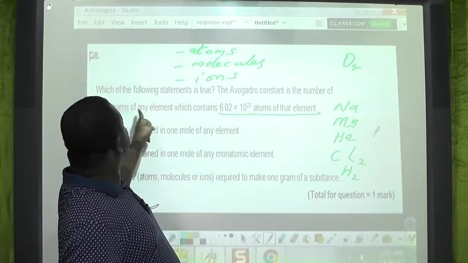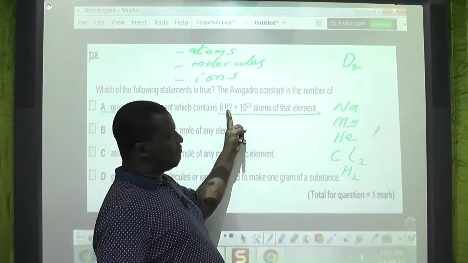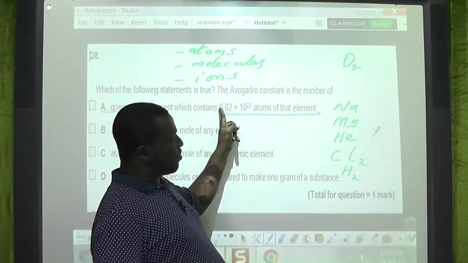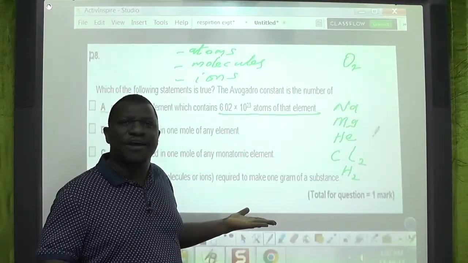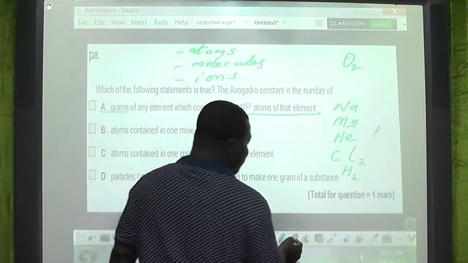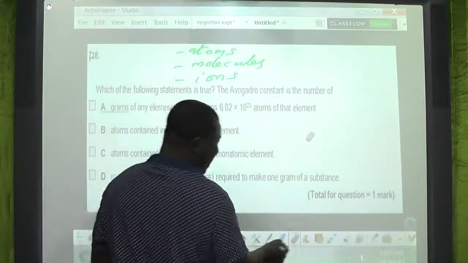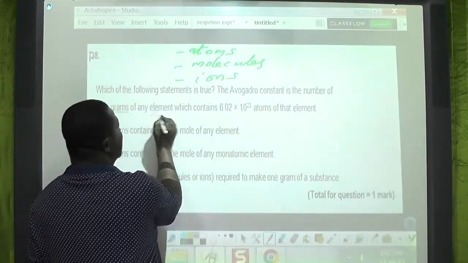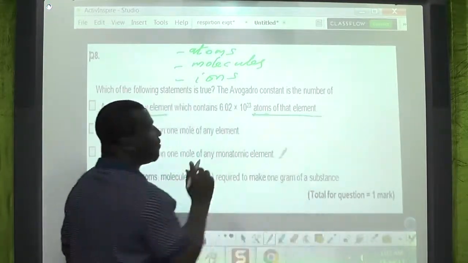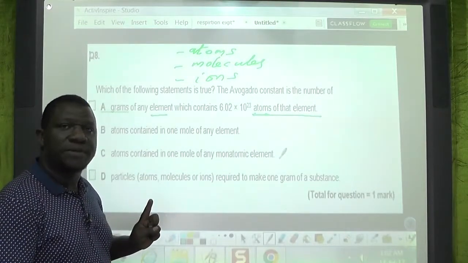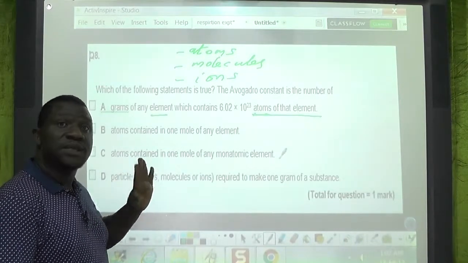So can you say that a gram of any element contains this? No, because for oxygen it will be 2 times this. For chlorine, 2 times this. For hydrogen, 2 times this. For sulfur, 8 times this. So that will be wrong. Because they have mentioned atoms there, that will be wrong, because all elements do not occur as atoms. If they say units of element, that will be correct. It may be atom, it may be molecule.